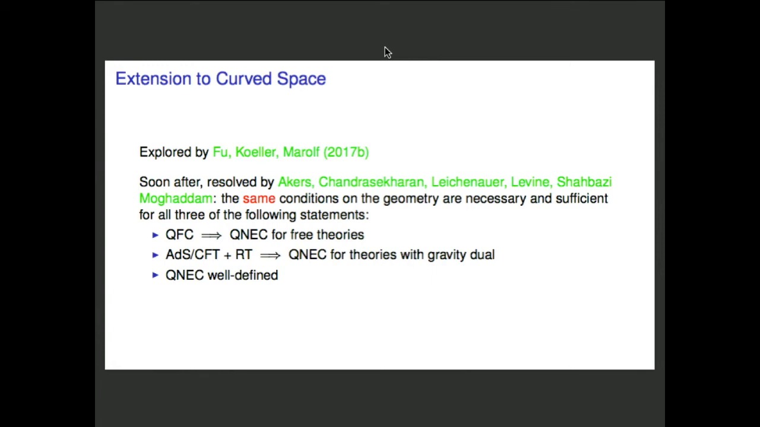I think this was very thoroughly resolved by my students Chris Akers, Venkatesa Chandrasekaran, Adam Levine, and Arvin, whose last name I still have trouble pronouncing, but I'm working on it, and also Stefan under his leadership. They showed that the same exact geometric conditions are necessary and sufficient for 3 different questions you could ask. Does the quantum focusing conjecture imply the quantum null energy condition? I'm not listing those conditions, they're not that interesting. Does AdS/CFT using Ryu-Takayanagi imply the quantum null energy condition? And thirdly, is the quantum null energy condition even well defined, in the sense that the quantities are defined in a scheme-independent way?